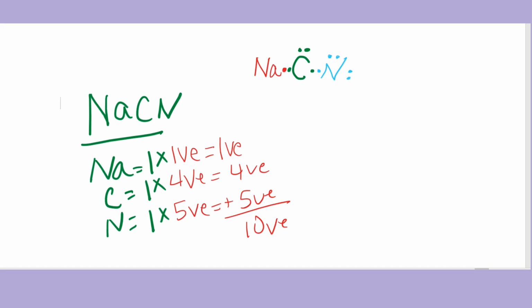Now let's go back and count how many each element needs. Remember, carbon and any element that is part of groups 15, 16, and 17 must have 8. 8 is the lucky number in chemistry. So if I look at my carbon, I have 2, 4, 6 around carbon. Nitrogen has 2, 4, 6 around it.